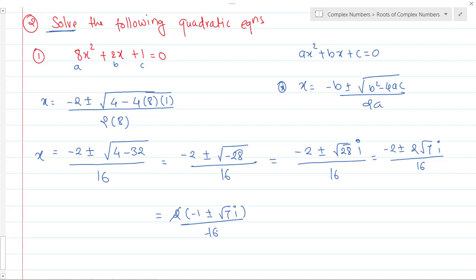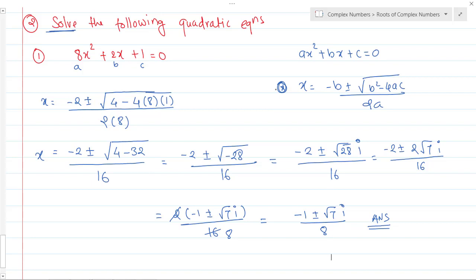So these 2 cancel 16 on 8. So what is my final answer is minus 1 plus or minus root 7 into i whole divided by 8. That's it. This is my answer. I hope you have understood this. Nothing, we have just made use of this standard formula which we have already studied in our lower classes. Okay, perfect. So using this concept only we have to solve the remaining questions.